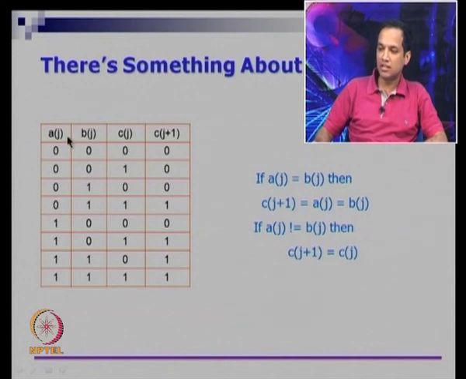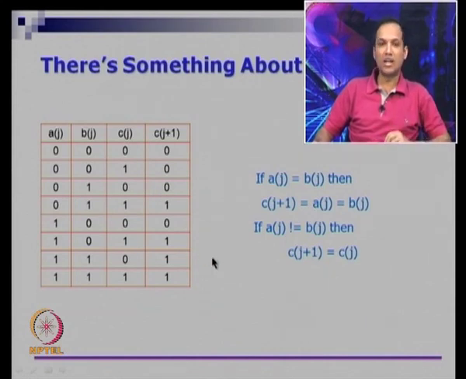In the first 2 rows and in the last 2 rows, a of j is the same as b of j. You will see that c of j plus 1 is the same as a of j or b of j, you can see that here. However, in the middle 4 rows, a of j is not equal to b of j. In this case, c of j goes to c of j plus 1.